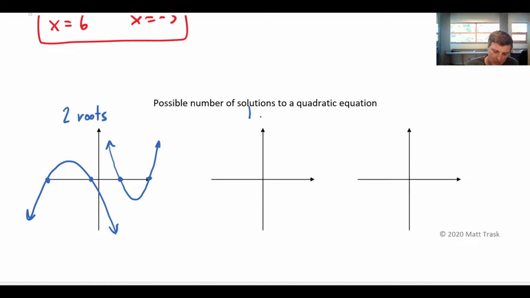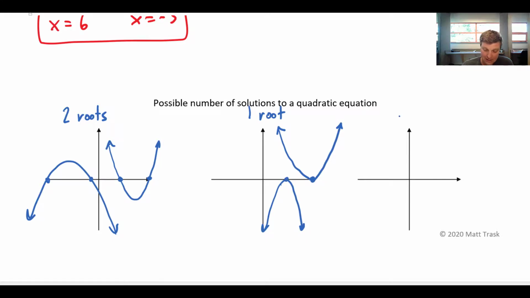If you have exactly one root, there's exactly one solution. It is entirely possible that you have a parabola that comes down and literally just touches the x-axis at a single point before taking off and turning back upwards again. And in that case, you would get exactly one root. And again, it's possible to have it inverted and just touch the axis here.